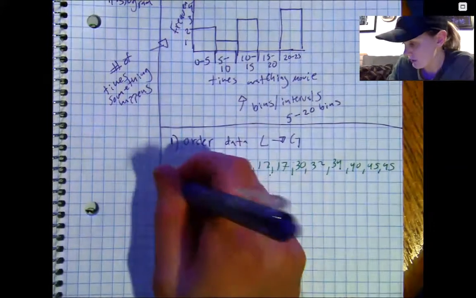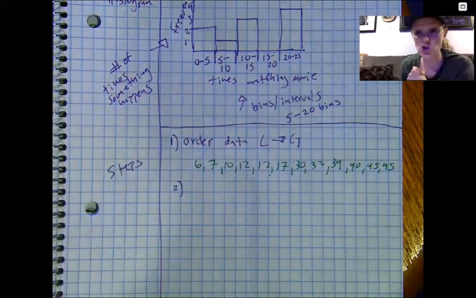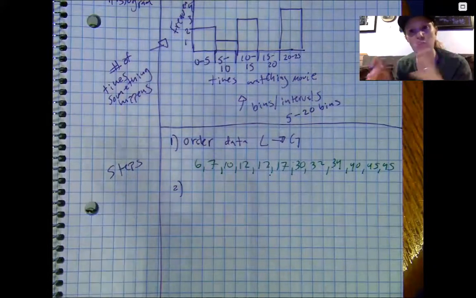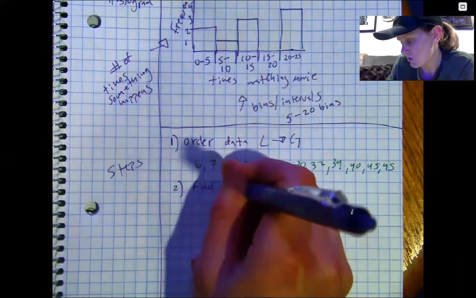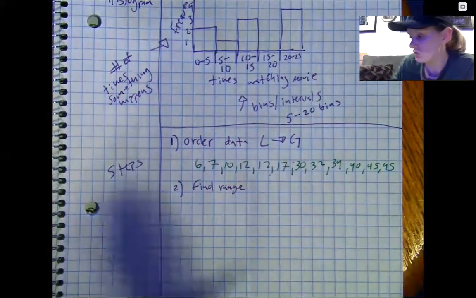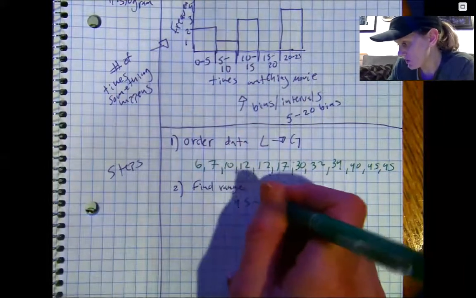Step 2 is going to be to find your range, okay? It's good so you just know how spread out your data is. So find range. Our range is our highest minus our lowest. So for this example, it's 45 take away 6, which is 39.